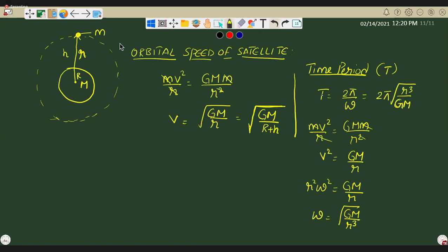Clear? If you square this, T squared is equal to 4 pi squared r cube by GM. What is this? This is Kepler's third law. Fantastic. T squared is proportional to r cube. Clear? No doubt in this, right? This r cube may be R plus h whole cube. So that's okay, it depends.